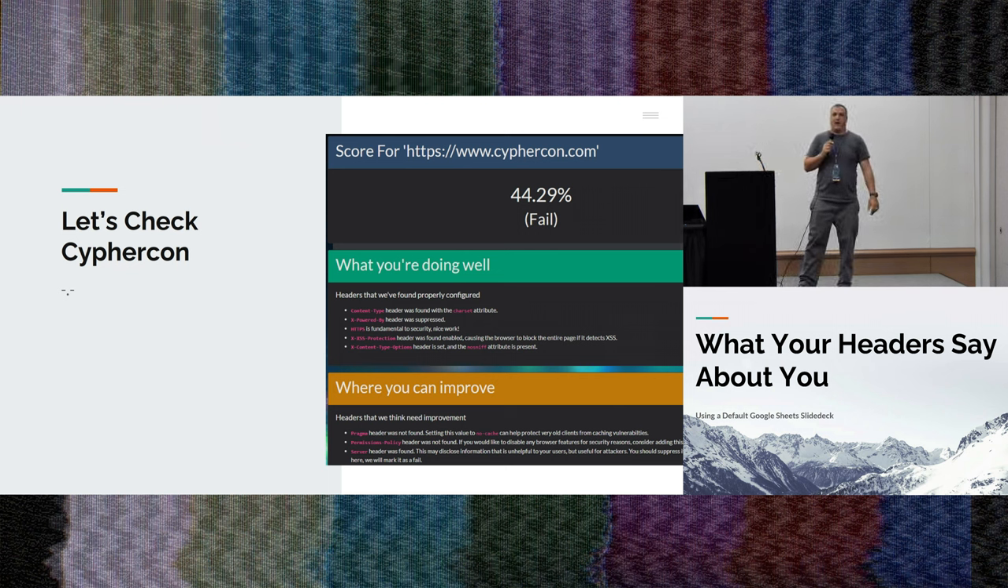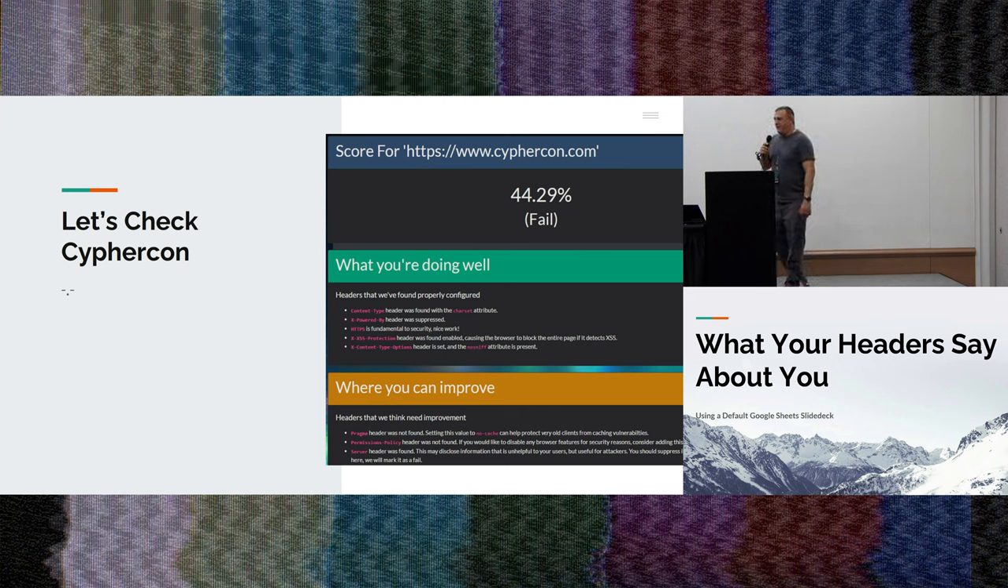So I scanned CypherCon last night or the night before, and they got a 44.29% fail. Now, is that a problem? Probably not. I mean, CypherCon doesn't host PCI, HIPAA, FERPA, much PII. The PII it does have is the speakers' names, and I'm cool if you put my name in there. So that's not that important. Now, if your Amazon account or your bank is sitting there without an HSTS header set or similar, that's probably an issue.